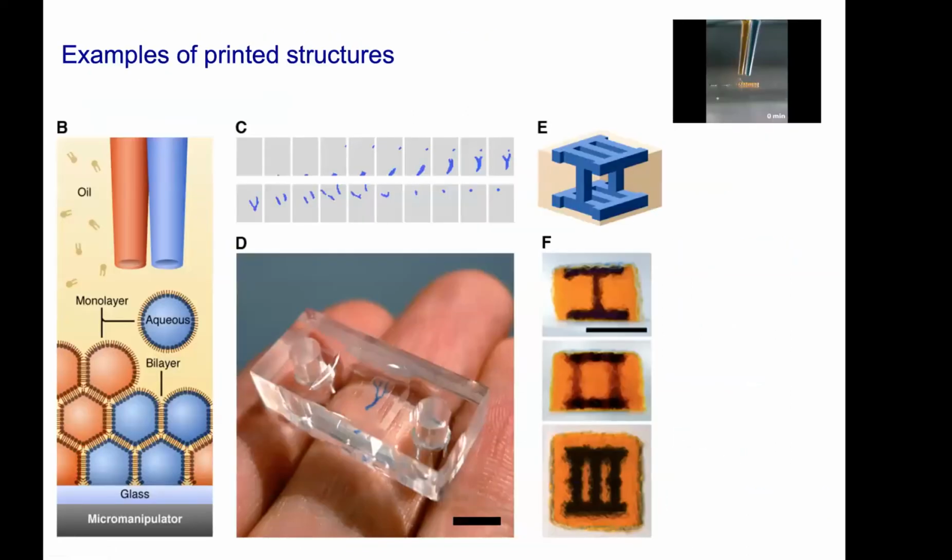So here are some examples of what you can do. Here's the general idea on the left. The droplets are ejected into the oil, and a monolayer forms around them. When this droplet hits the droplets that are already printed, it will form bilayers which will hold it into place and also give you the possibility of allowing these droplets to communicate through channels and pores.